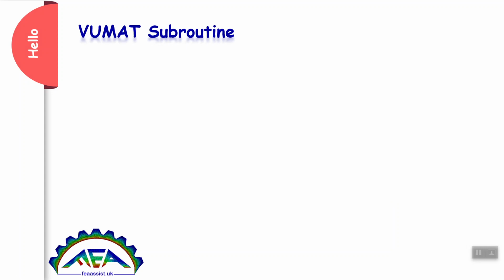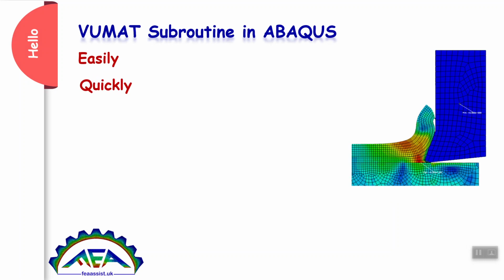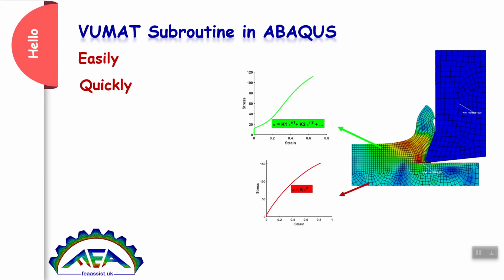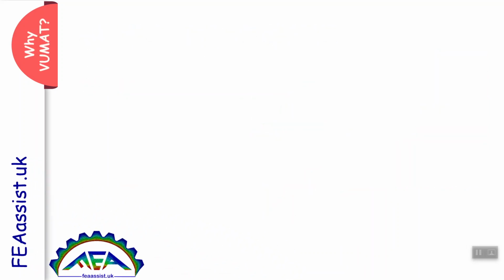Hello. You want to learn UMAT Subroutine in Abaqus easily and quickly. UMAT is a subroutine to define a new mechanical behavior for materials. Stay with us. The first question, which is very important, is why UMAT? Why do we need UMAT to solve our problem?